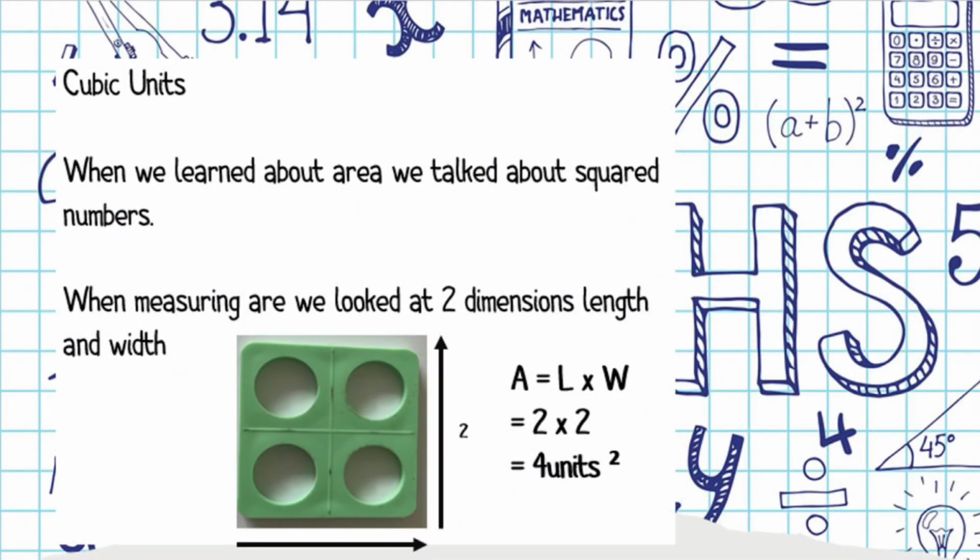To explore cubic units, let's first go back to talking about squared numbers. Squared numbers is what we talked about when we talked about area. Area in squared numbers is when we look at two dimensions, length and width. As you can see from this picture, the numicon in the picture is 2 units wide and 2 units long. 2 times 2 made 4 units squared.